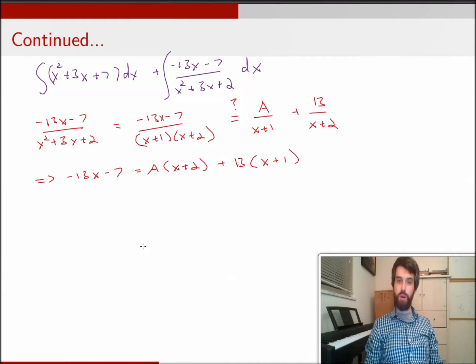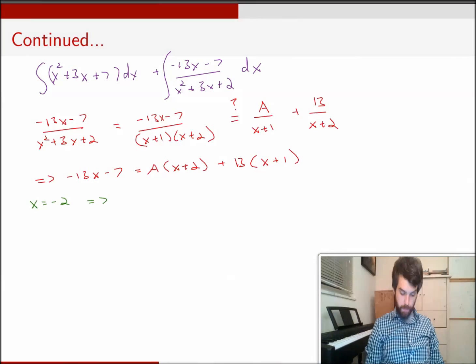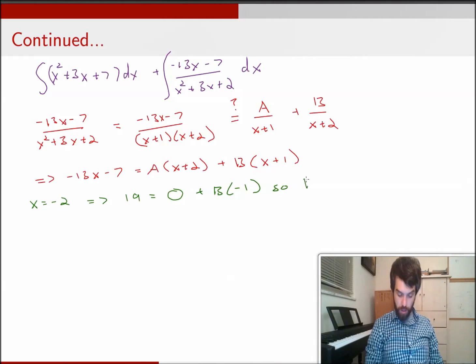So a shortcut that works really nicely for distinct linear roots like this, doesn't work as nicely when they're going to be repeated or irreducible, but it works really nicely in this case, is I can just plug in some of these numbers. So plugging in x equal to minus 2, I have plus 26 minus 7, and so this is going to be plus 19, is equal to, well, the A term is just going to be 0 when I plug in minus 2, and then plus B multiplied by minus 1, and so B is equal to minus 19.